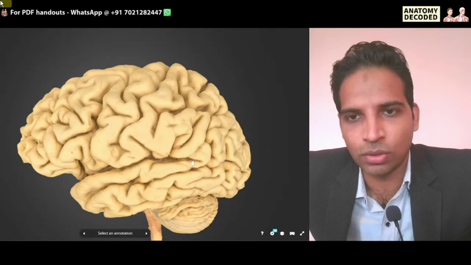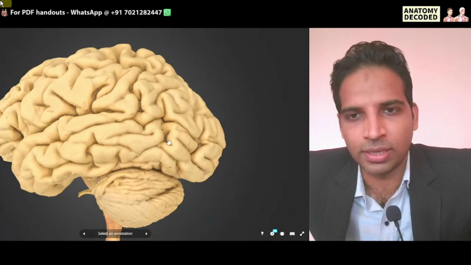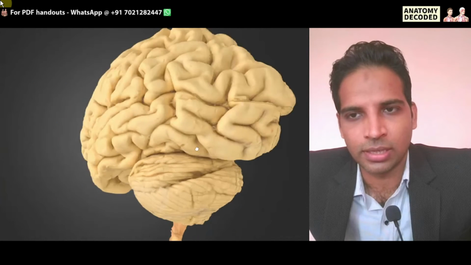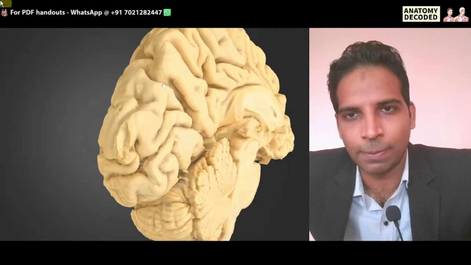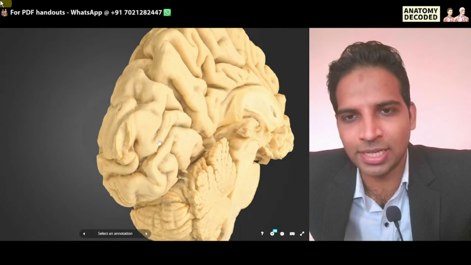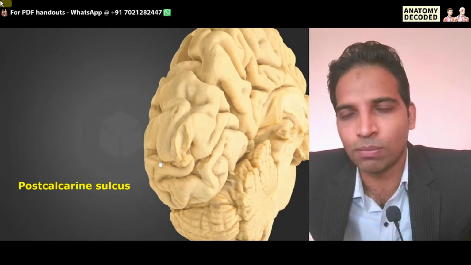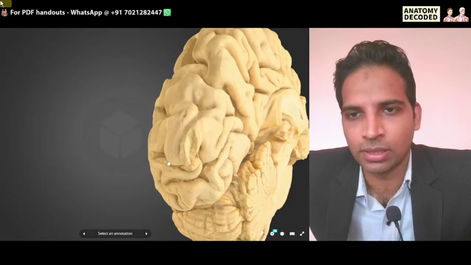So this was the parietal lobe. Then in the occipital lobe, one important sulcus from the medial surface continues. On the medial surface we saw one sulcus, the parieto-occipital sulcus, behind which there is a sulcus called the calcarine sulcus, some part of which extends on the superolateral surface near the occipital pole. That part is referred to as the post-calcarine part of the calcarine sulcus. Let's see that.